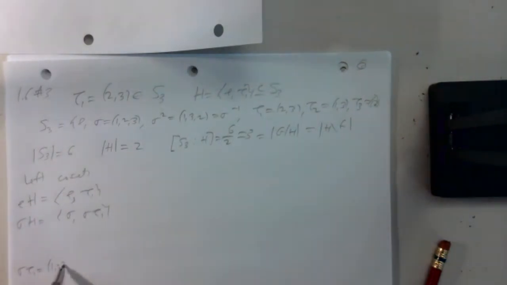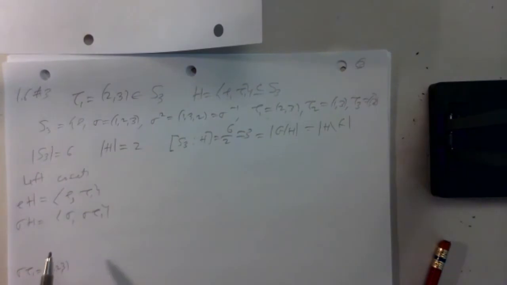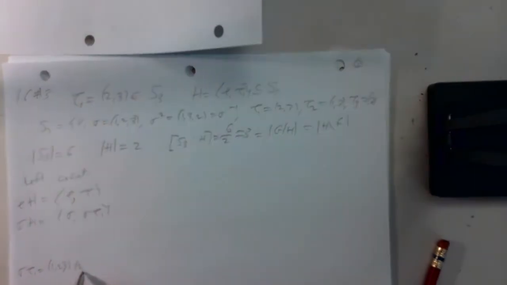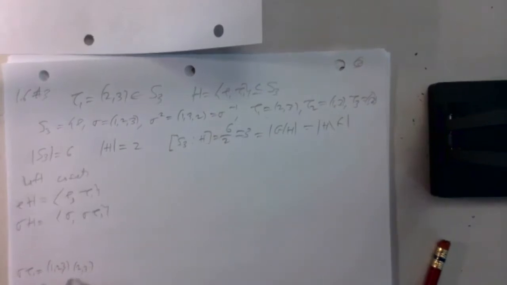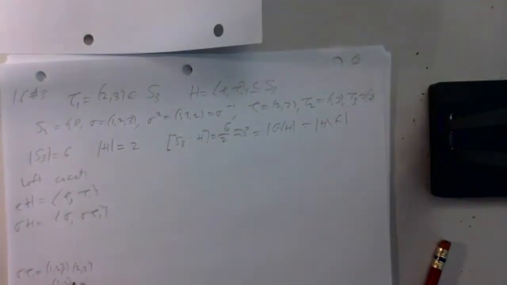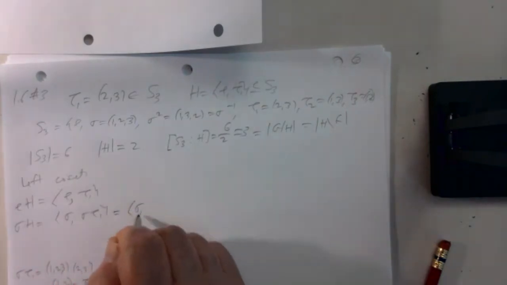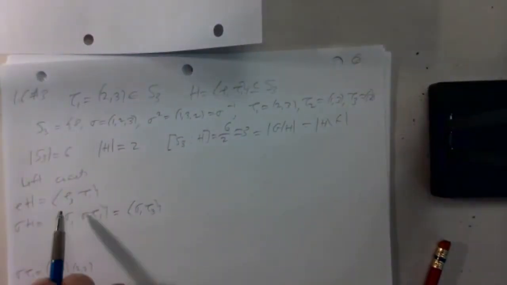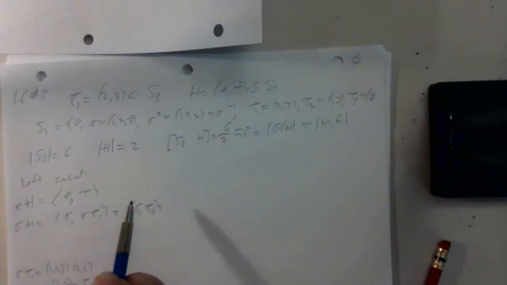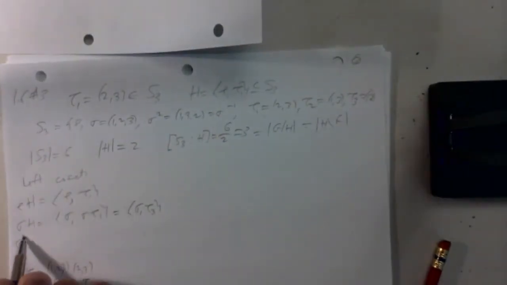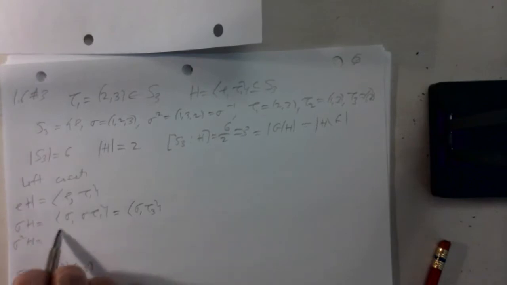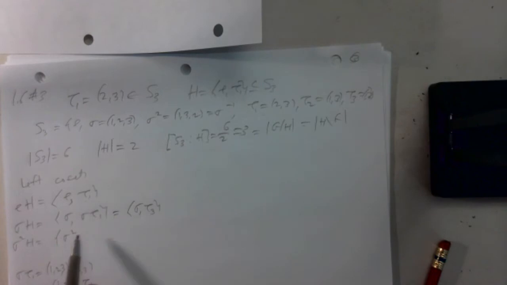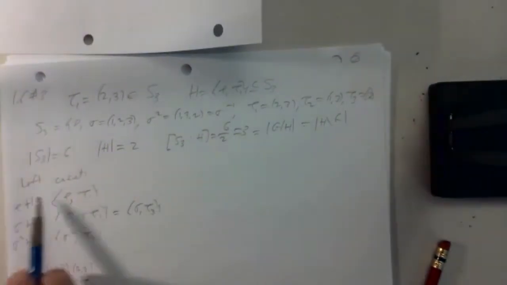Sigma tau 1 is (1 2 3) preceded by tau 1, which is (2 3). So this is the permutation that sends 1 to 2, 2 to 1, and 3 to 3. So this is tau 3. So this coset is sigma and tau 3. So I have two elements. Sigma squared H is going to have to be the other two elements, which are sigma squared and tau 2. So these are the left cosets.